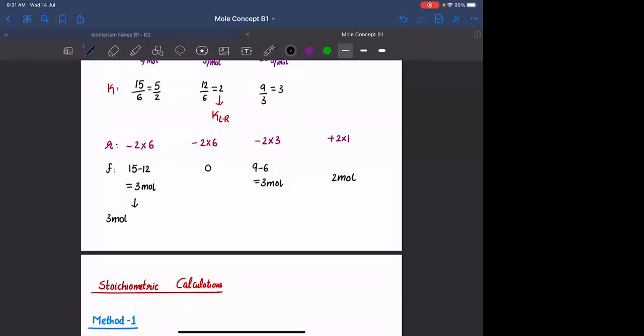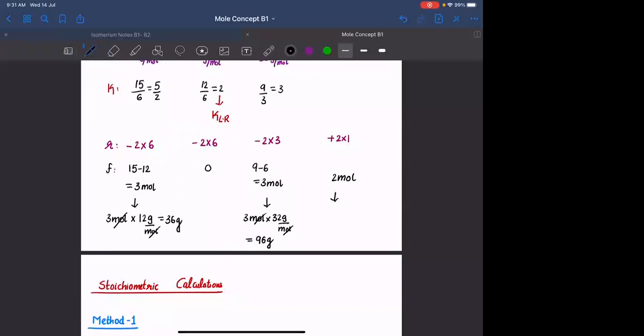Grams में convert करने के लिए क्या करना पड़ेगा? I need to multiply that with 36. atomic weight or molecular weight, which is equal to 36 grams. 36 grams of carbon is left. 3 mole into 32 gram per mole. How much is this? 96. 96 gram of O2 is left.